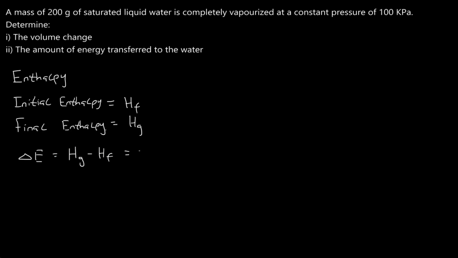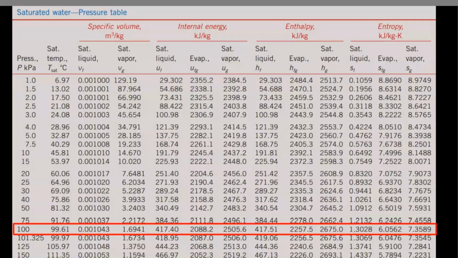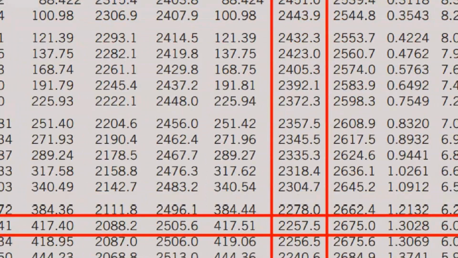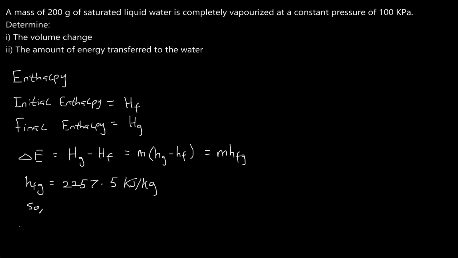And again, if we factorize the mass from both terms, we get mass times the specific enthalpy of saturated vapor minus the specific enthalpy of saturated liquid. And we can rewrite this as m times Hfg. From our steam tables, we can trace Hfg for this particular pressure to 2257.5 kilojoules per kg. And so our change in energy, or the energy transferred, is equal to 0.2 times 2257.5, and this gives us 451.5 kilojoules.